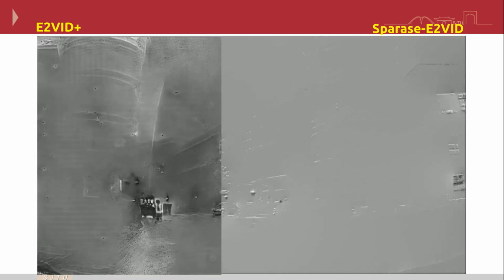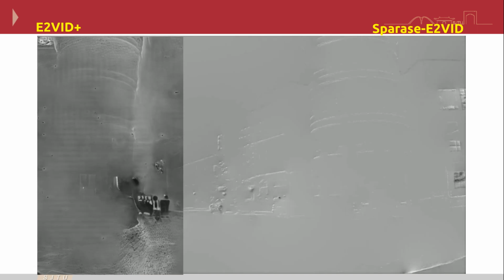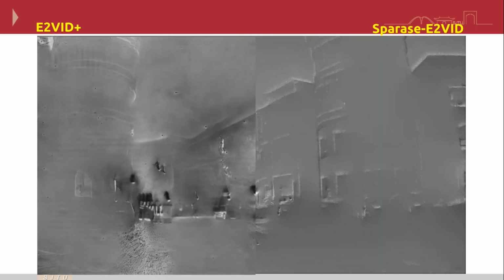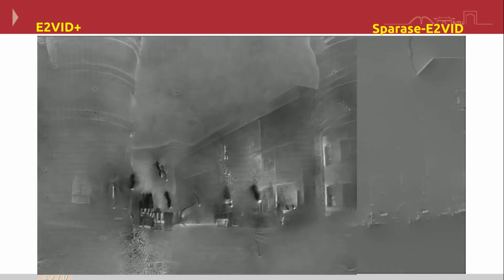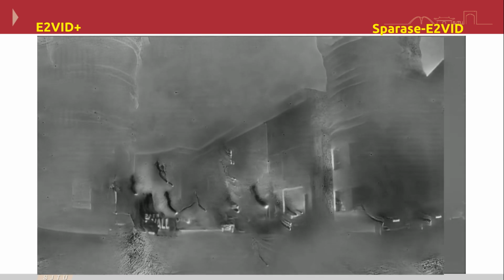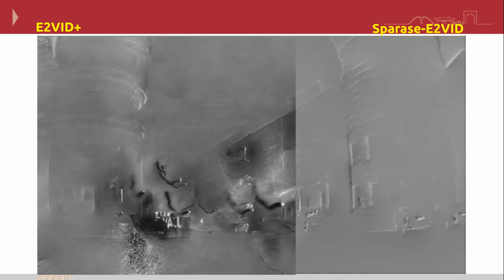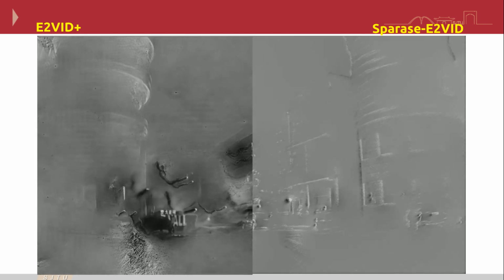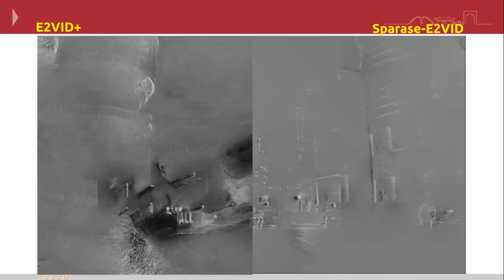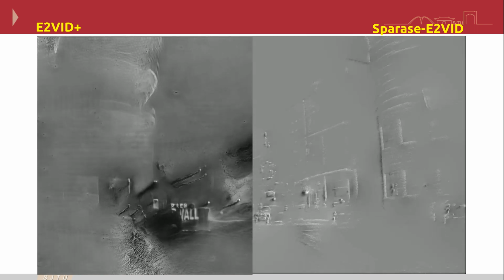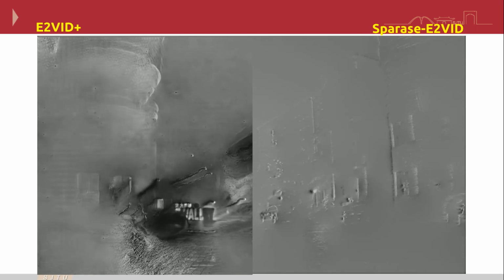In this video, we compare Sparse-E2VID with E2VID Plus. E2VID Plus can reconstruct images of acceptable quality, but it still has a lot of noise. Another issue is that FireNet Plus and E2VID Plus are sensitive to street lights at night, creating black trails behind them. We should keep in mind that Sparse-E2VID has only 0.3% of the parameters of E2VID and is 85% faster.